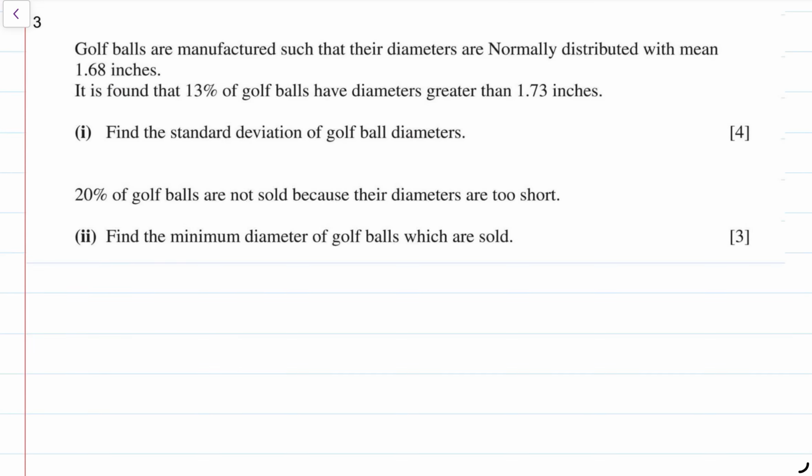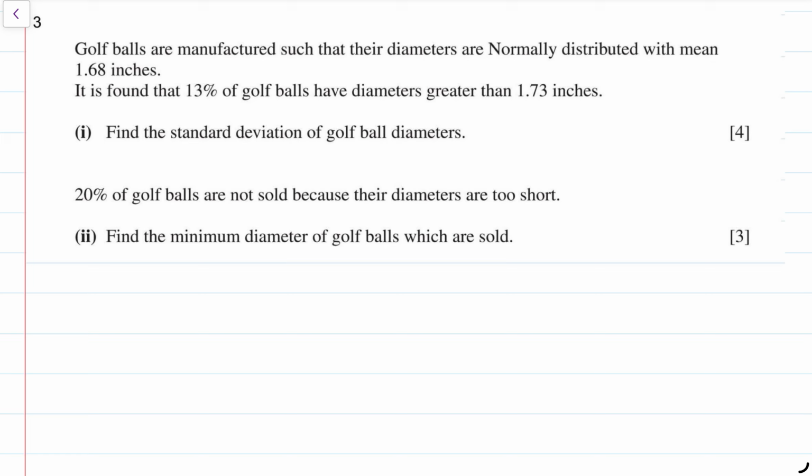This is a normal distribution question. It says golf balls are manufactured such that their diameters are normally distributed with a mean of 1.68 inches, and it is found that 13% of golf balls have a diameter greater than 1.73 inches. Find the standard deviation of the golf ball diameters.